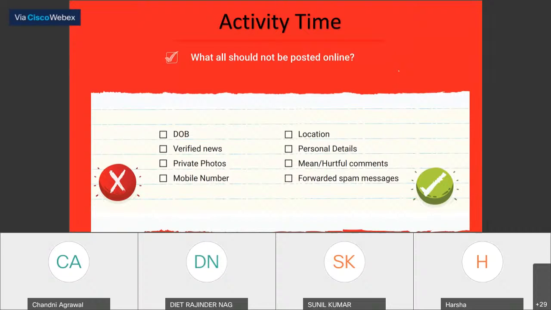I think if the session is interactive, then the audience will also enjoy it, but no one is answering. I think it's tea time. Yes, verified news. As we move through the session, you will come to know so many new things. Verified news can be posted online. Yes, second option. I am waiting for other answers. Yes, verified news can be posted. So wonderful audience I have today.